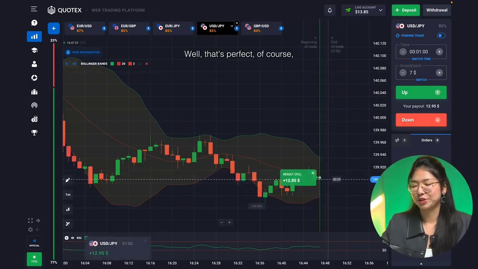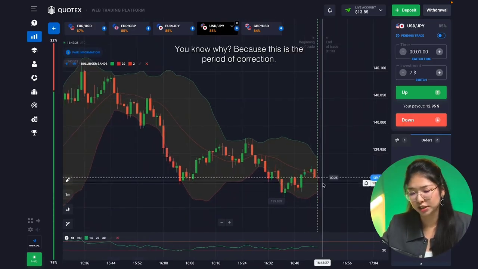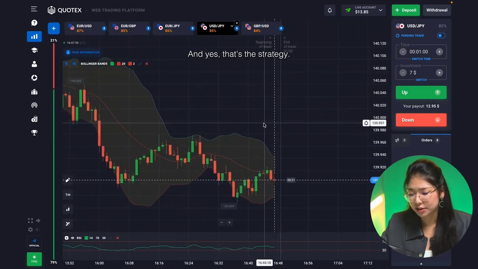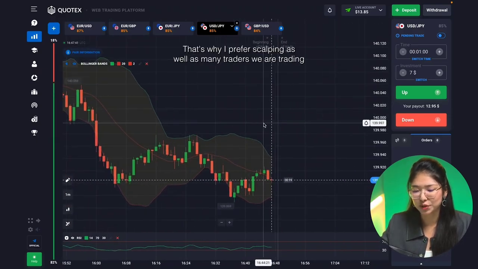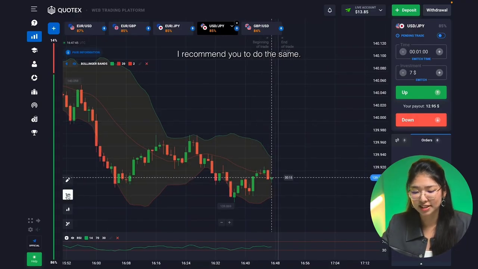That's perfect, of course. I'm on a profit. You know why? Because this is a period of correction, and on the small price changes we are gaining our profit. Yes, that's a strategy. That's perfect scalping, as well as many traders who are trading on the 1 minute time frame, and I recommend doing the same.